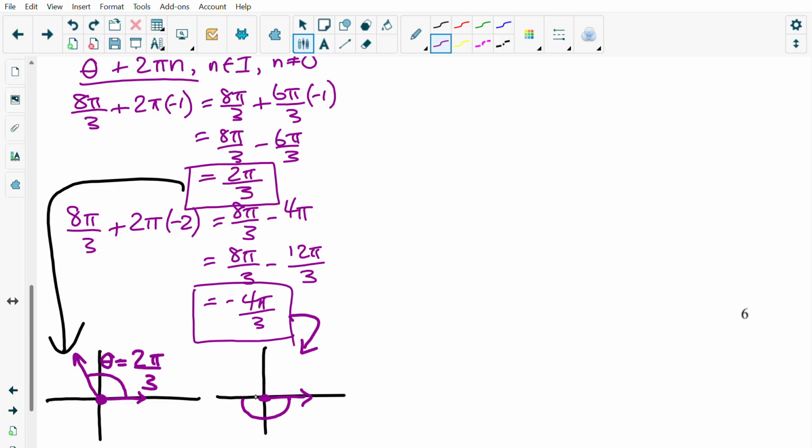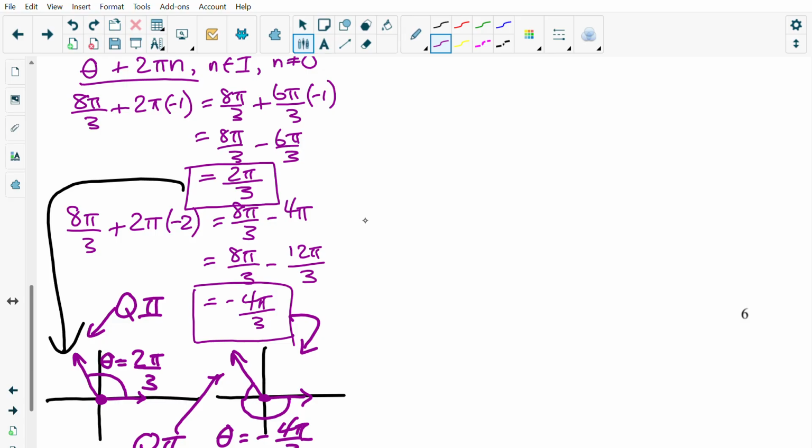So I start here. Here's my half rotation, then pi over 3 more, which is 60 degrees. So a little bit into there, and then we draw our terminal arm. This is theta equals negative 4 pi over 3. And this is quadrant 2, and this is quadrant 2 as well.